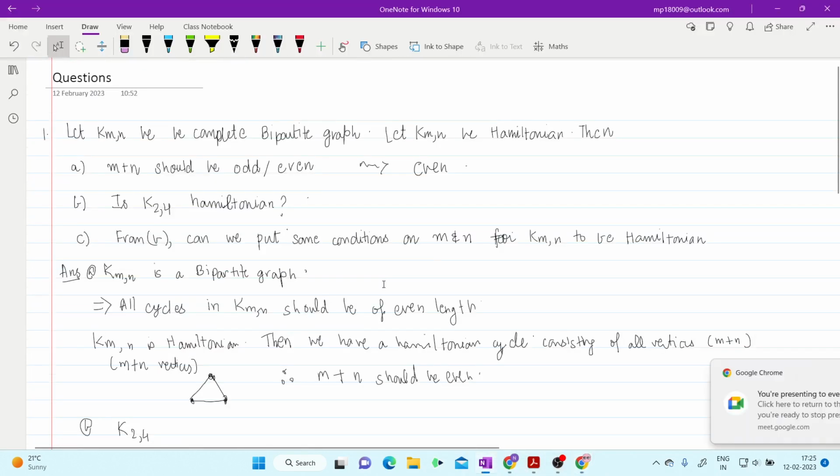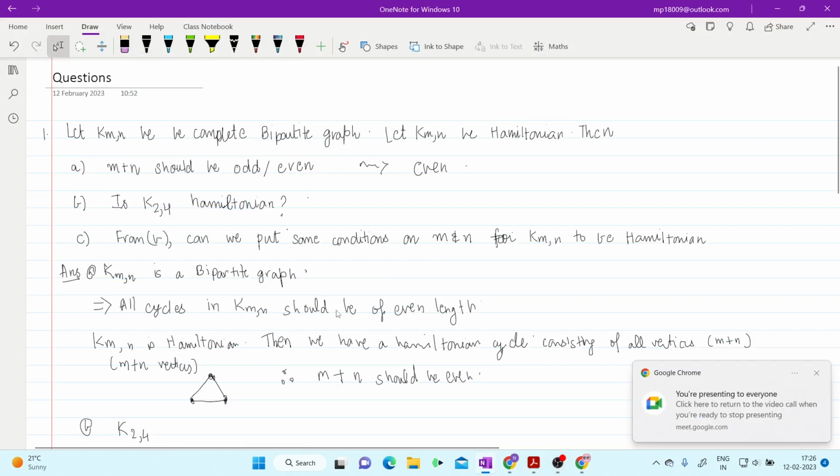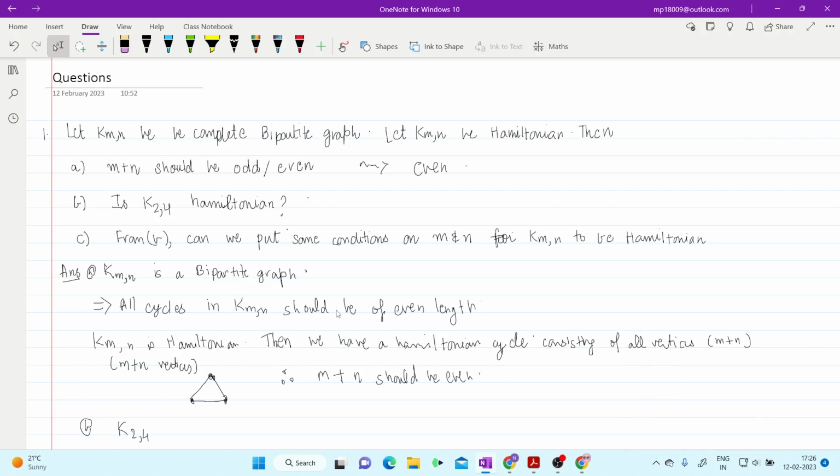So first, Kmn is a bipartite graph. The necessary and sufficient condition for a bipartite graph is that all cycles in Kmn should be of even length. Is this fine? Yes, ma'am. Now, in addition to assuming that, we are also assuming that Kmn is Hamiltonian. And what do we mean by Hamiltonian? If a graph is Hamiltonian, that means we have a cycle consisting of all the vertices.